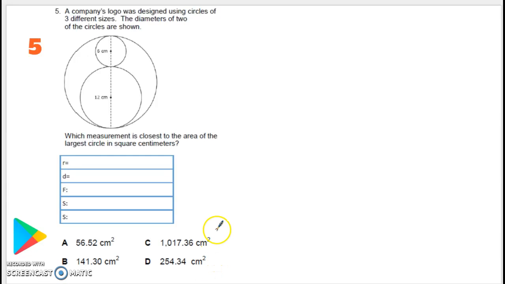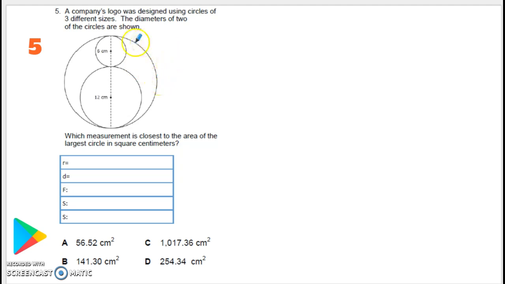A company's logo was designed using circles of 3 different sizes. The diameters of 2 of the circles are shown. Which measurement is closest to the area of the largest circle in square centimeters?